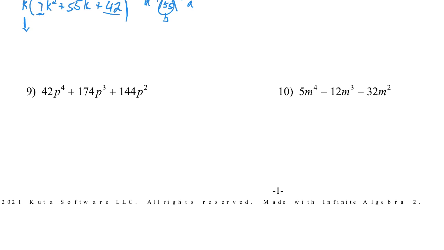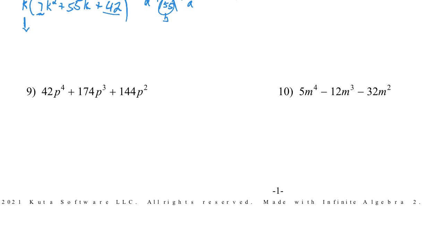So 6 and 49 are the pair that I'm looking for. Now I just have to make sure that the negatives work. I'm multiplying to get a positive 294. Positive times positive is positive, but I want to add to get a positive 55. So 6 plus 49 is a positive 55, so that's good.